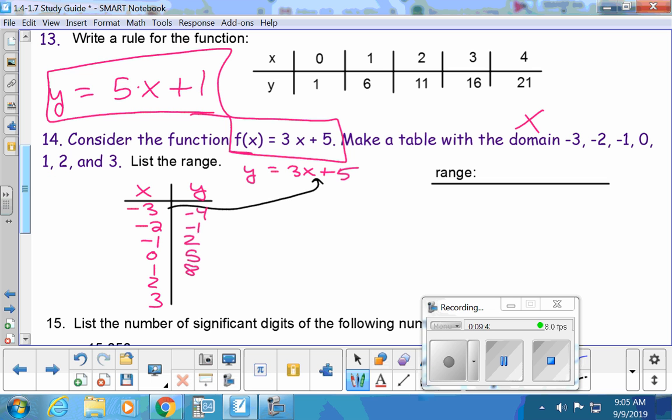Or maybe you could see a pattern developing. Do you see the pattern developing? Plus 3 each time. That 3 is causing that. It's called a slope. So plus 3, plus 3. That helps me finish up quicker. Now your range is just a list of all y values that appear on the chart in numerical order. So, -4, -1, 2, 5, 8, 11, and 14.